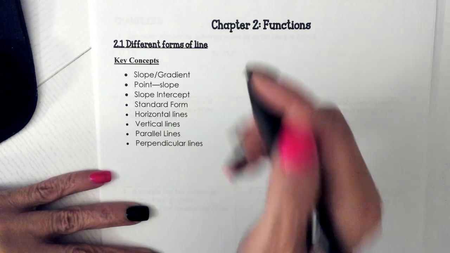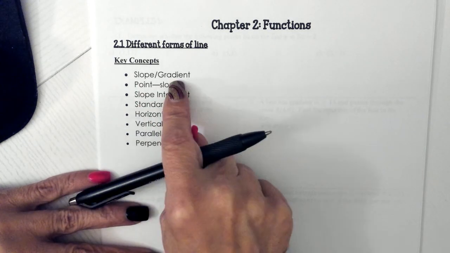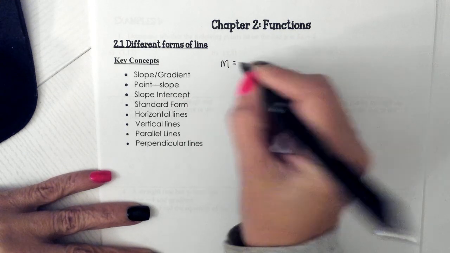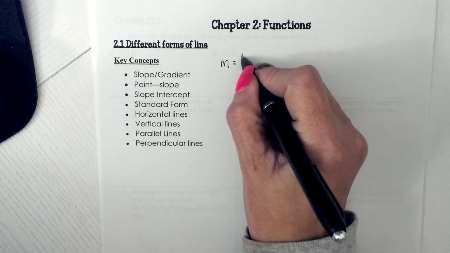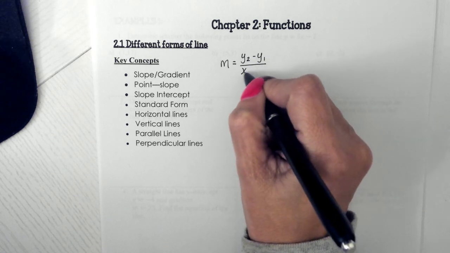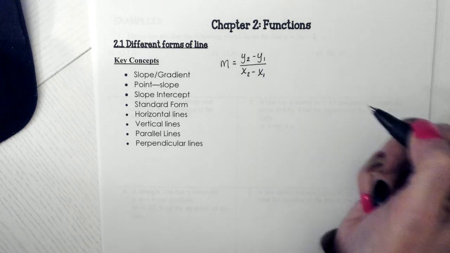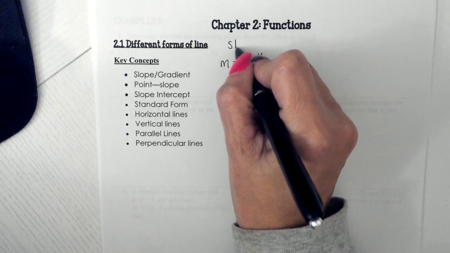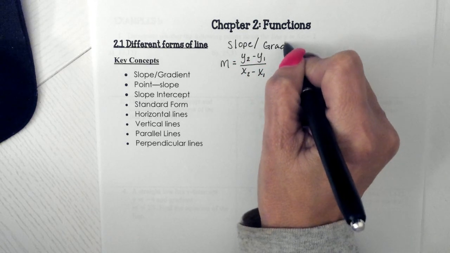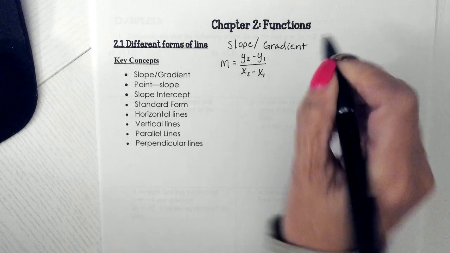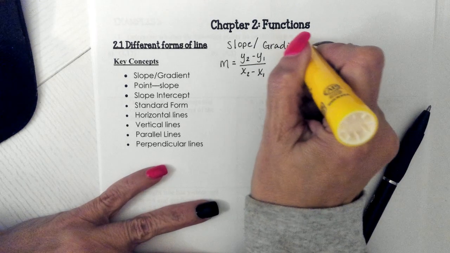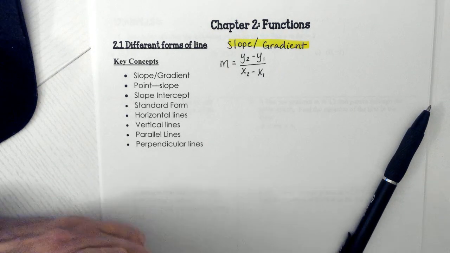Now I want to start off with this first one, slope and gradient. You already know that if we're going to find the slope, we typically call it m, and the formula would be y2 minus y1 over x2 minus x1. We're going to call it the slope. IB wants to call it gradient. If you've been in the mountains, you know that it talks about the gradient of a road or the grade of a road. That just means the slope, right?